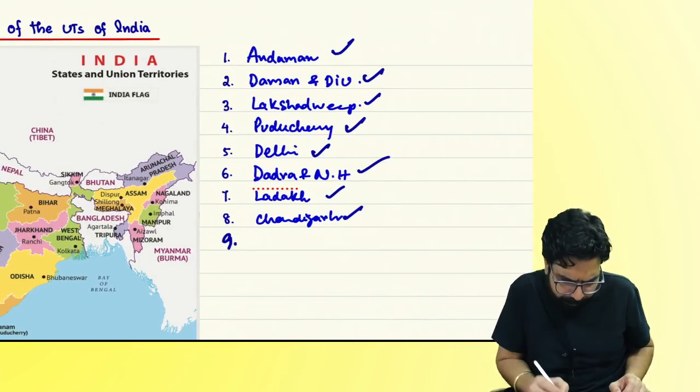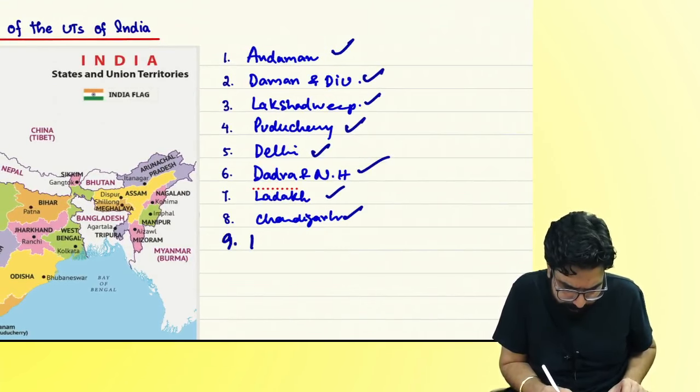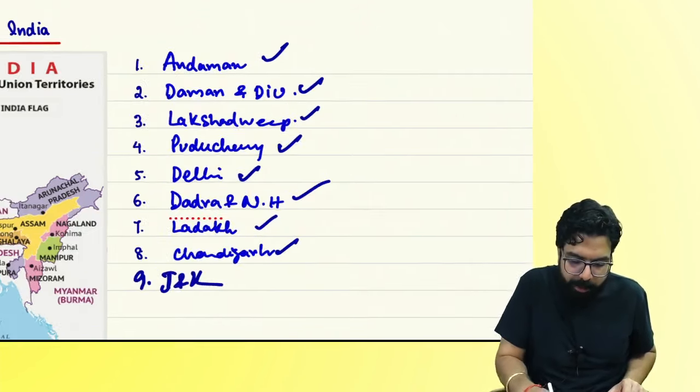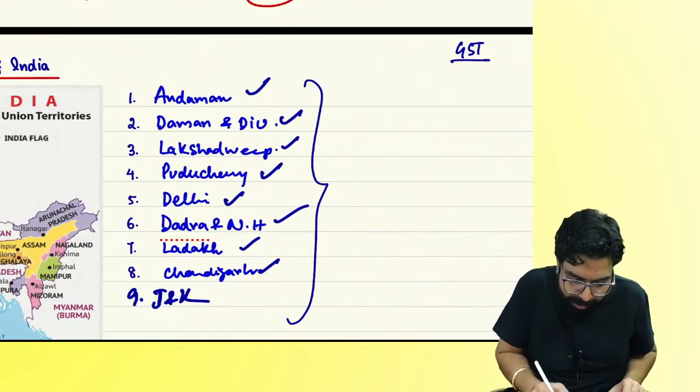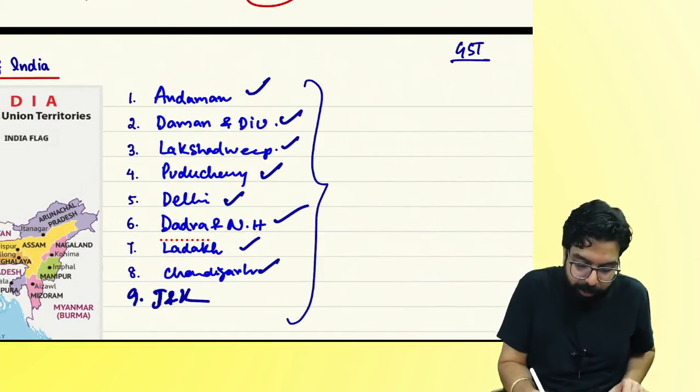Which one are we missing? Delhi. JK? Okay, Jammu and Kashmir. Now tell me one thing. If I talk from the GST point of view, are there 9 or only 5? 5. Which are the 5?